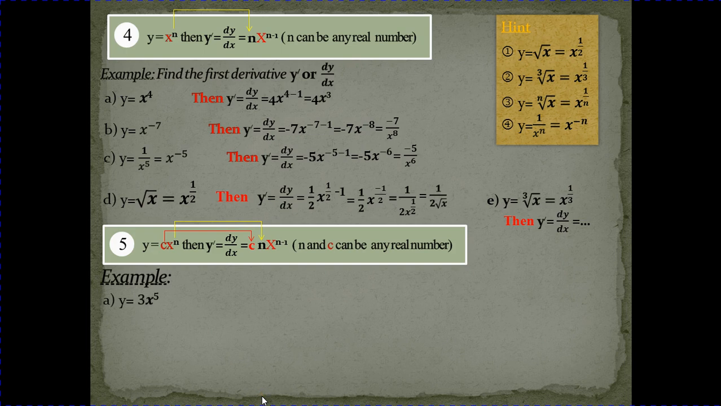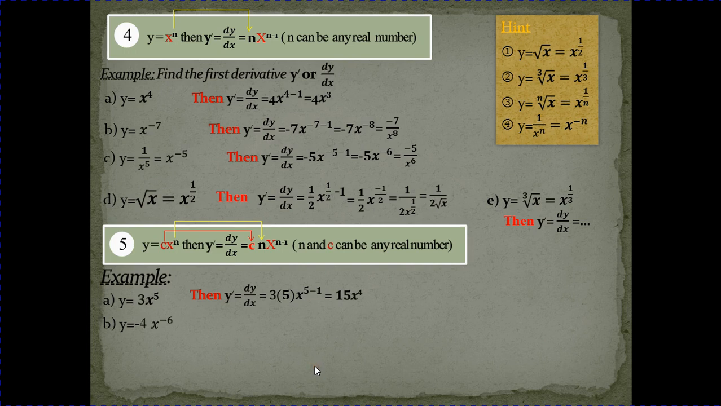If y equals 3x power 5, then if you want to get y dash, it will be 3 multiplied by the power 5 and subtract 5 minus 1. Next step, 3 by 5 multiply, it will be 15 and x power 4.